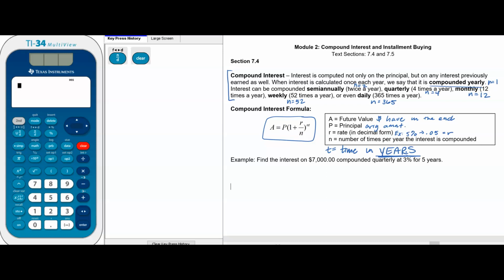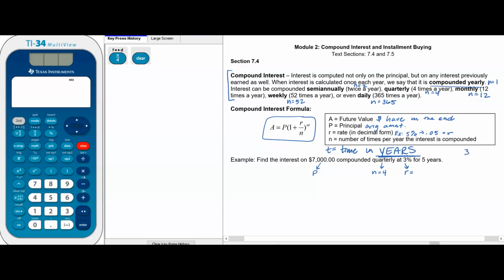So let's jump into the example. It says find the interest on $7,000 compounded quarterly at 3% for 5 years. $7,000 is the original amount that you're putting into this investment. So that's your P value. Then it's compounded quarterly, so that's N equals 4 times a year. 3%, that's your rate.